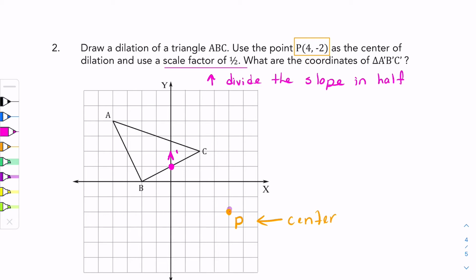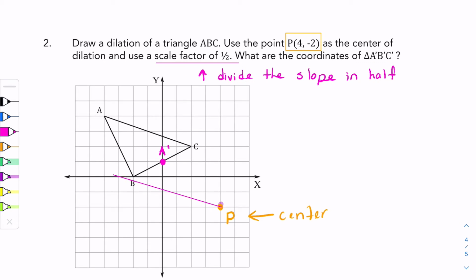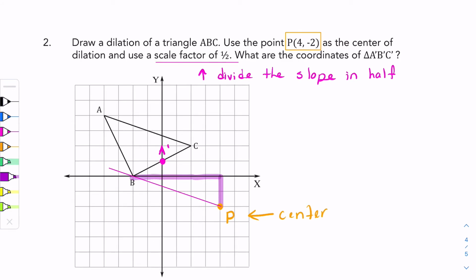And you're going to do the same thing for every point. So let's do point P through B. The slope to get from P to B is up 2, over 1, 2, 3, 4, 5, 6. So plus 2, up 2, and then over 6. If we divide each of those numbers by 2, 6 divided by 2 is 3, 2 divided by 2 is 1. That means we're going to be going up 1 over 3 for our new point.